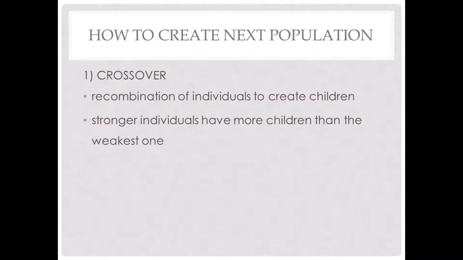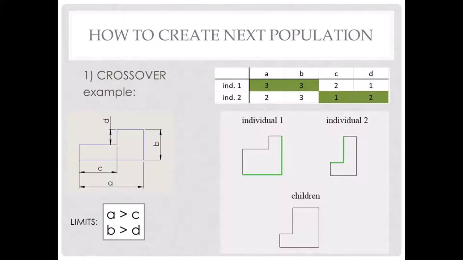When we have the first population, we need to know how to create the next population. There are two processes. One process is crossover and the next one is mutation. I start with crossover. Crossover is recombination of individuals to create children. It means children are made from parameters of the individuals that create them, and stronger individuals have more children than the weakest ones. Here is a visualization of an easy crossover, where the first two parameters of individual 1 and the second two parameters of individual 2 create children. We have some limits here and we have a visualization of the children.